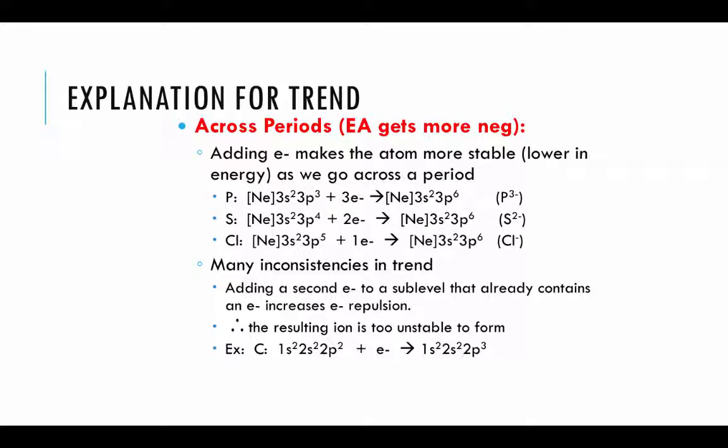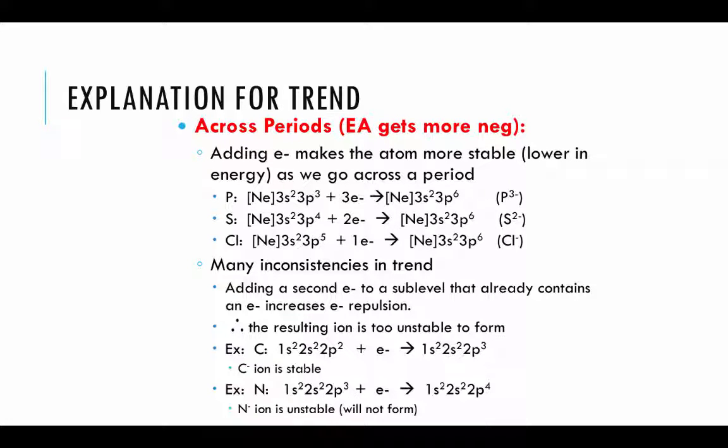Consider, for example, adding an electron to carbon. Since there's room in the 2p sublevel, the carbon minus ion will be stable. Compare this, however, to adding an electron to nitrogen, which already has one unpaired electron in each of its 2p orbitals. Adding another electron causes a pairing of electrons, which is unfavorable since it increases repulsion. Therefore, N- is unstable and will not form. This causes the electron affinity for nitrogen to be lower in magnitude than that of carbon, despite its position on the periodic table.